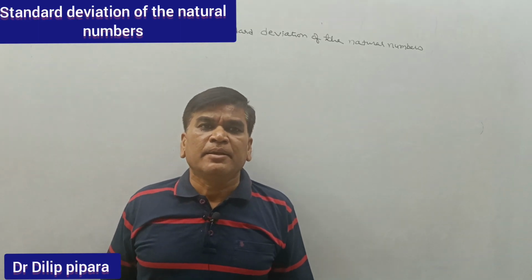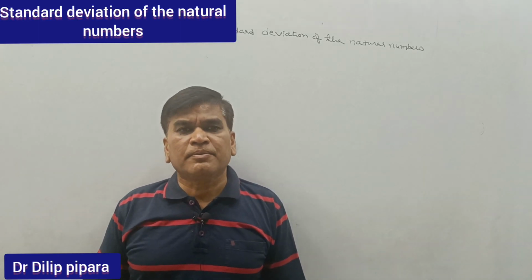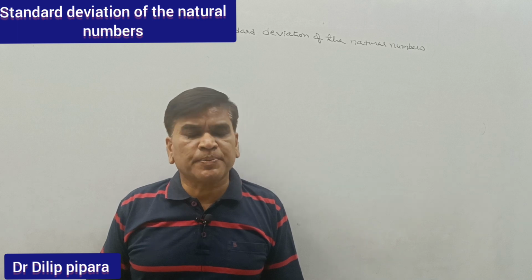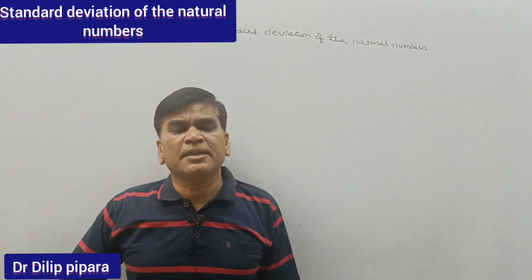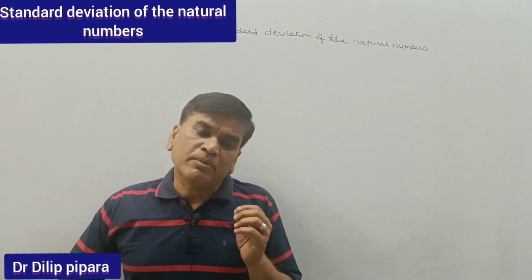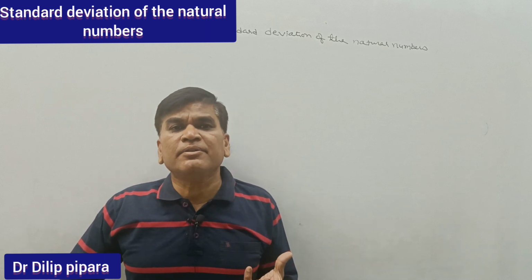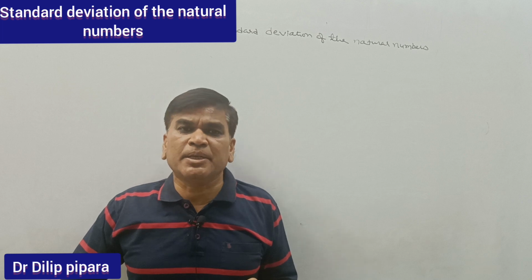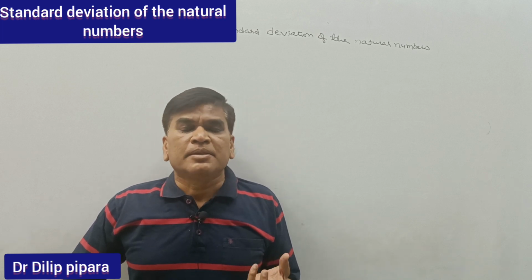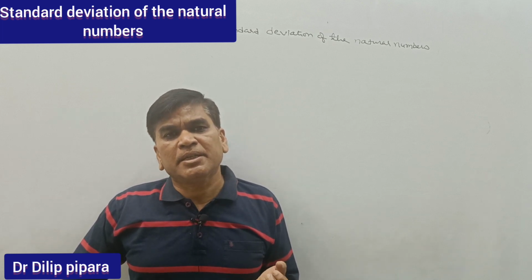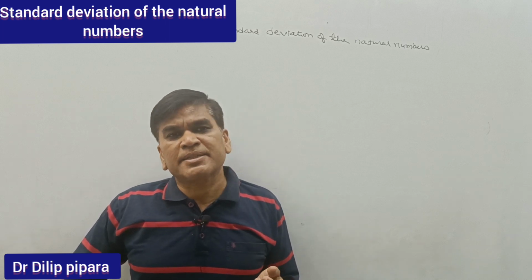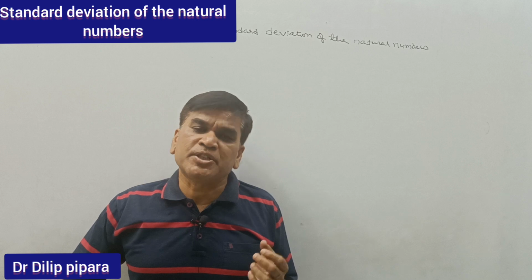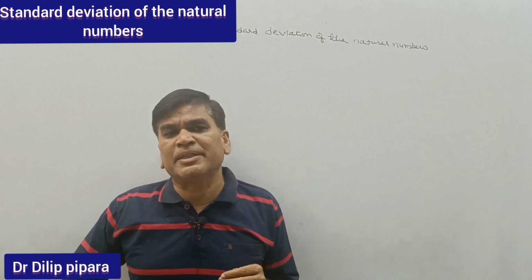Welcome again. In the last video from the chapter on dispersion, we discussed how to correct the arithmetic mean and standard deviation if one or two items are misread during the calculation. The standard deviation can also be calculated directly. So today we will discuss the standard deviation of natural numbers with the direct method.